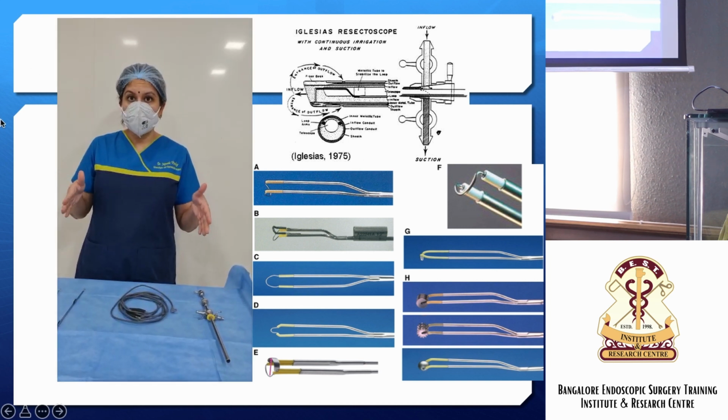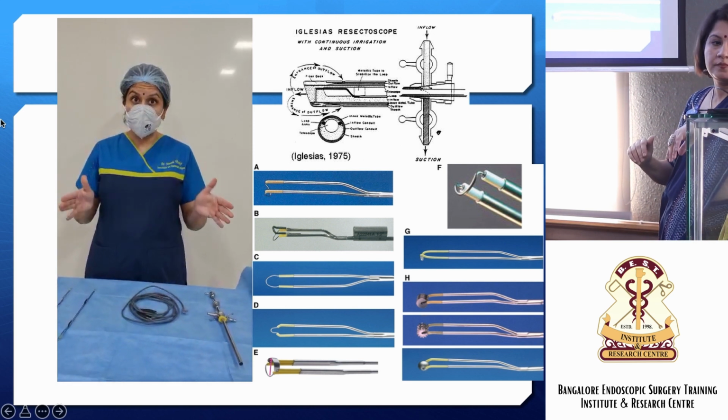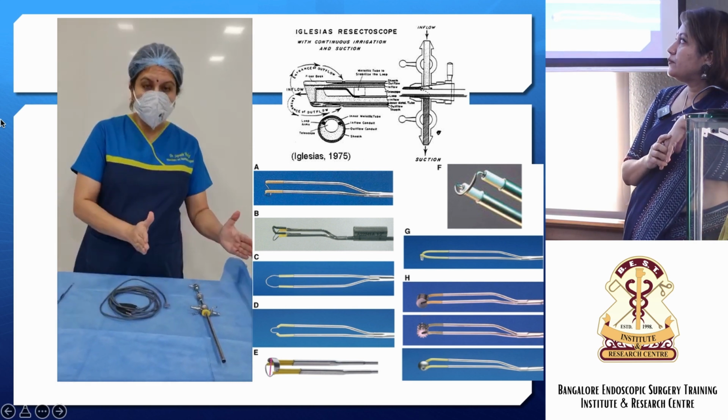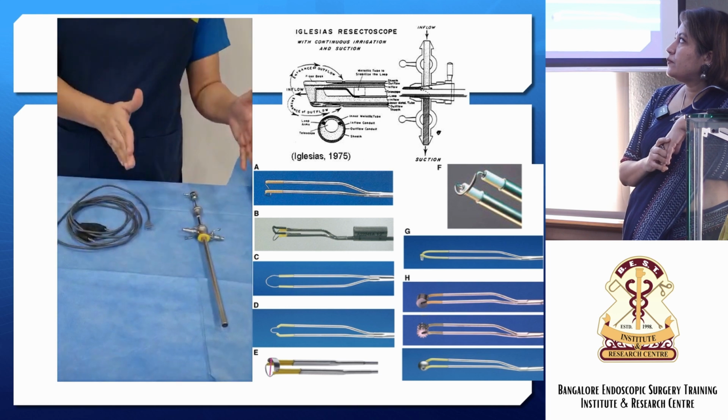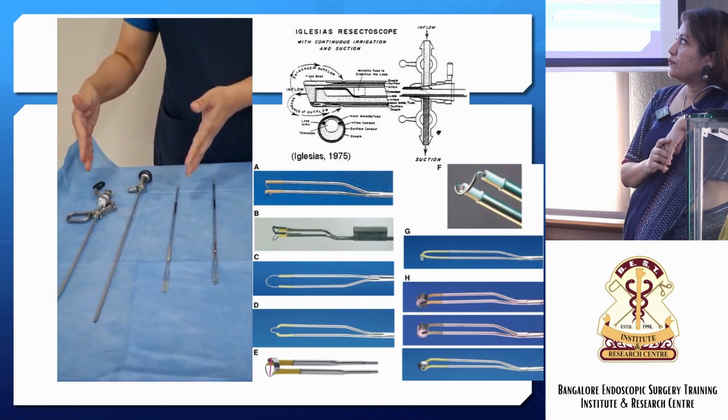So when it comes to operative hysteroscopy with the resectoscope, we have two different arrangements over here, the outer sheath and the inner sheath with the telescope.